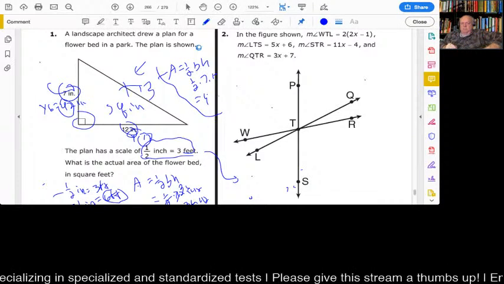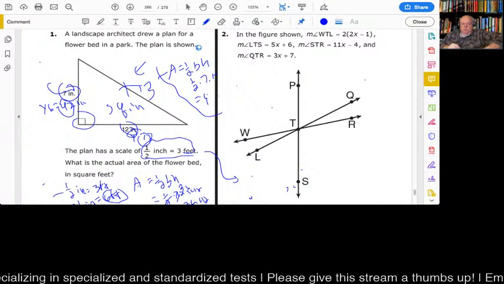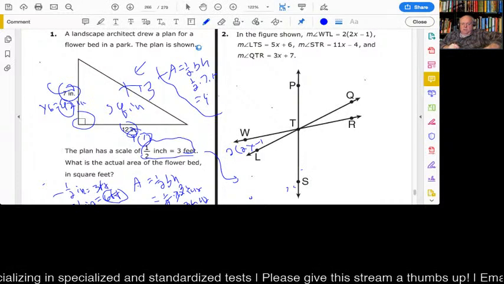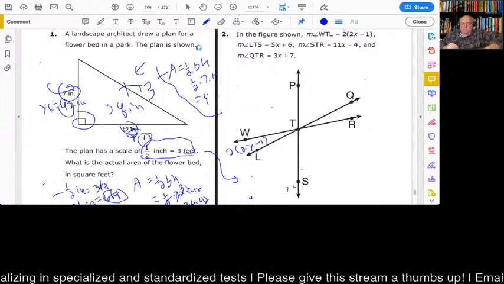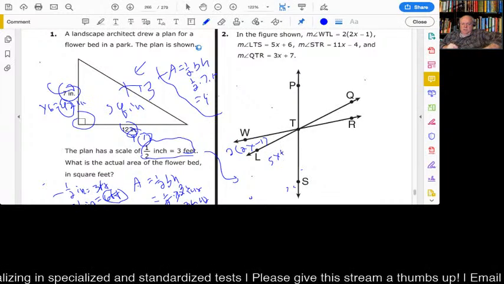So WTL, which is right here, is 2 times (2x minus 1). LTS, which is right there, is 5x plus 6.